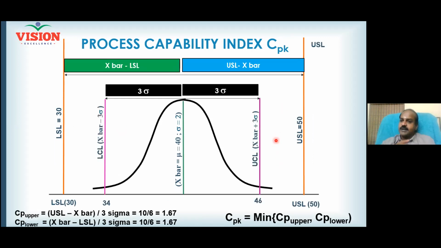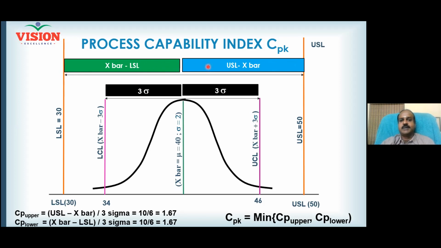So now we understood the limitation of CP. What is the limitation of CP? It is not monitoring the location of the central value, isn't it? So we need another metric called CPK. CPK is nothing but a broken down version of CP. See here, specification width is divided into 2 parts. The right side is represented in blue color. The left side is represented in green color. The total length is specification width.